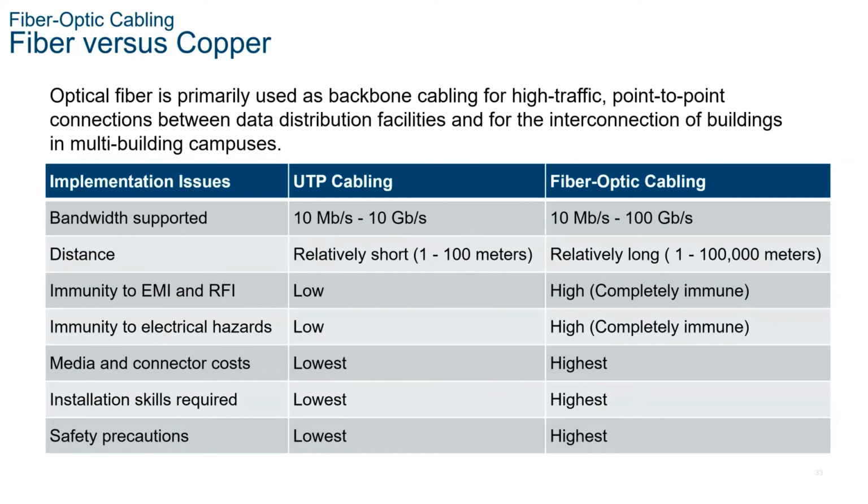Next. Now let us compare fiber and copper. Okay. So there are many advantages to using fiber optic cable compared to copper cables. So the table highlights some of the differences. So at present, in most enterprise environments, optical fiber is primarily used as backbone cabling for high traffic, point-to-point connections between data distribution facilities. So it is used for interconnection of buildings in multi-building campuses.